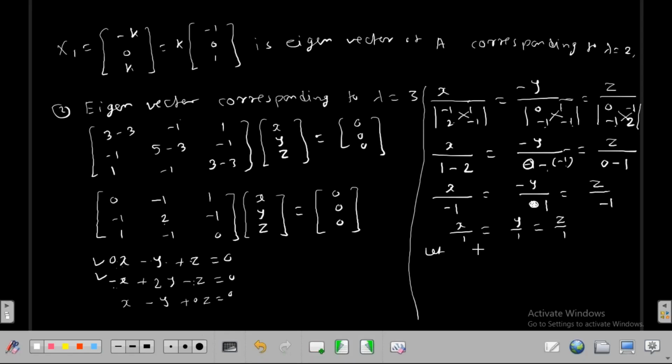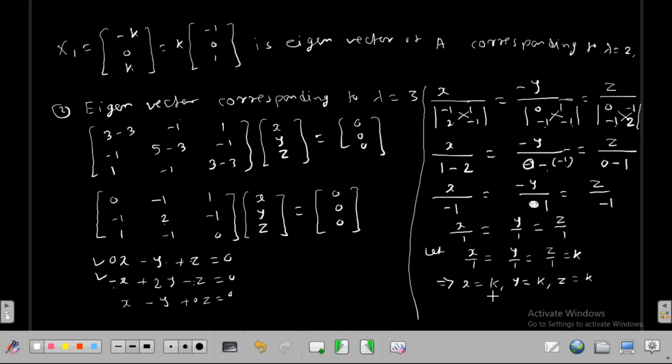So let x by 1, y by 1, and z by 1 equal k. Equate x, y, and z each with k. This implies that x equals 1 into k, y equals 1 into k, and z equals 1 into k.